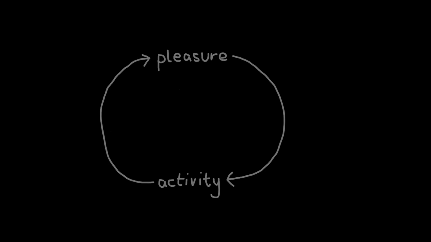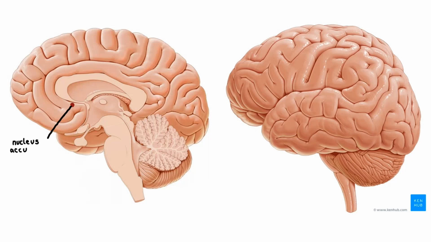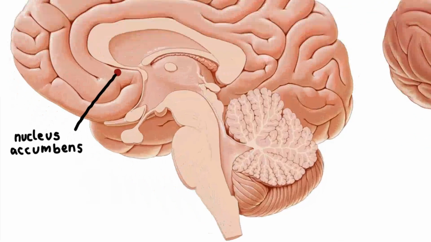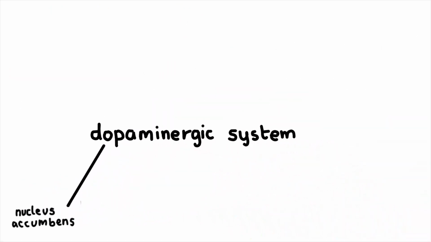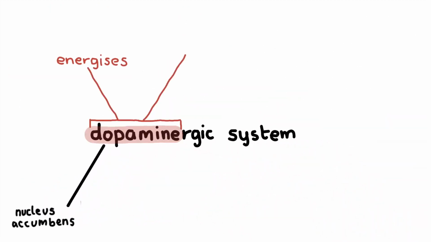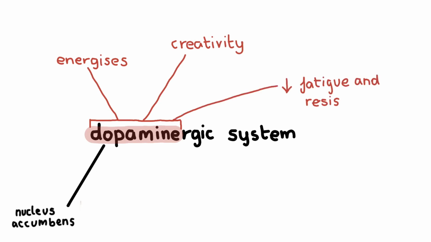Flow is known as an autotelic experience. This means the pleasure in itself leads to a desire to engage in the activity again. This feeling is partially accredited to the nucleus accumbens, a core component of the dopaminergic pathways. This is the system of gratification. Dopamine energizes, increases creativity, and diminishes feelings of fatigue or resistance.